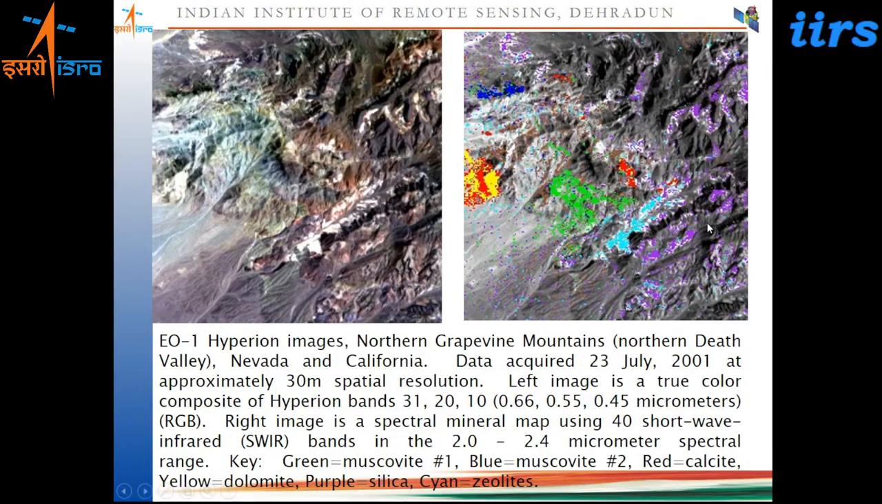As you can see over here, there are different classified pixels. They are just overlaid on the true color composite image. In that, the green color is muscovite, then blue is also muscovite. They have divided the muscovite into two classes, green and blue. Then there is calcite, then dolomite in yellow color. The calcite and dolomite are also mixing at some places because of a few common spectral properties. Then some silica is present in the purple area and some zeolites in the cyan color. So these are the different pixels which have been classified correctly using the mineral map, and this mineral map is made using the spectral angle mapper algorithm.